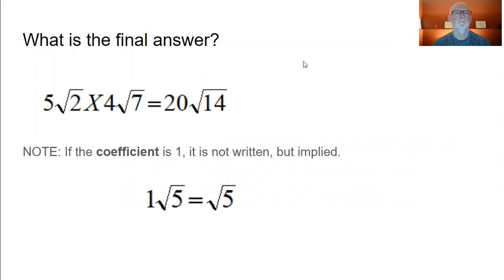So what would our final answer be here? We take the 5 and the 4, the coefficients, and multiply them together to get 20. That's our new coefficient in the final answer. Then take root 2 times root 7 to give us root 14. The final answer would be 20 root 14. Just a little note here. If the coefficient is 1, it's typically not written, but it's implied that there's a 1 there. So if we have the square root of 5, it's the same thing as 1 square root of 5, or 1 root 5. We just normally don't write the 1, but just be aware that it's there.